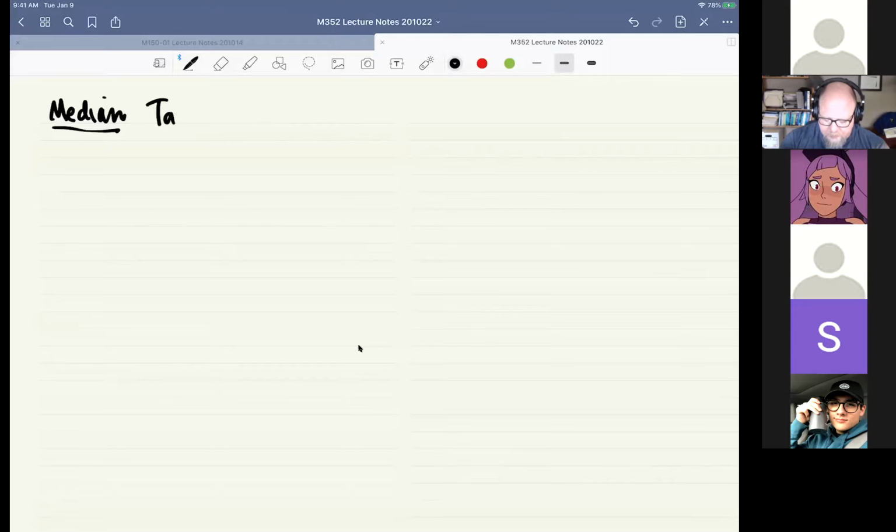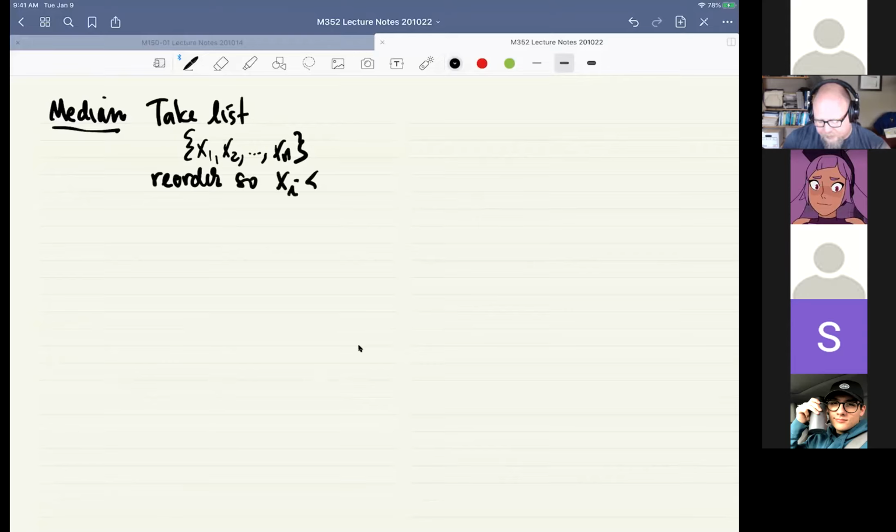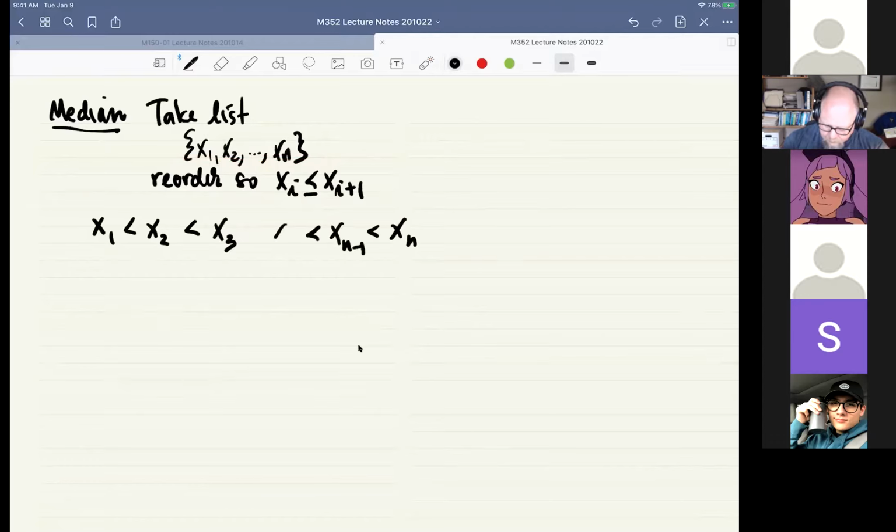Okay, so to get the median, what you do is we're going to take our list and we're going to reorder, so x_i is less than or equal to x_(i+1). So our list becomes an ordered list. And then I like to think about it as working in from the outside. So first, chop off the biggest and the smallest, and then chop off the remaining biggest and the smallest, and keep doing that.